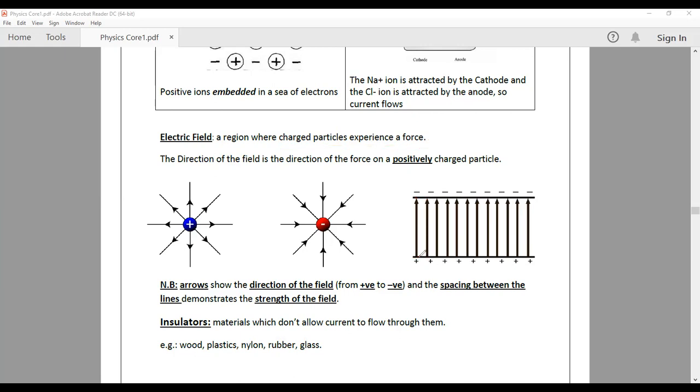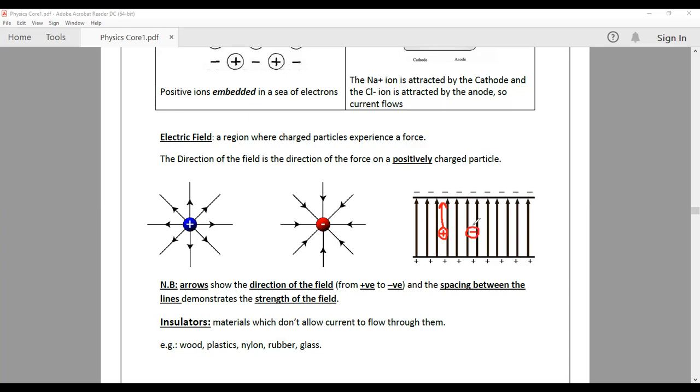So what will happen if I add here a positively charged particle? If I add a positively charged particle, no way the positive charge will be attracted to the positively charged plate. So this positively charged particle will go upward. There will be a force due to this electric field that will push this positive charge toward the negative plate. The same goes for the negatively charged.